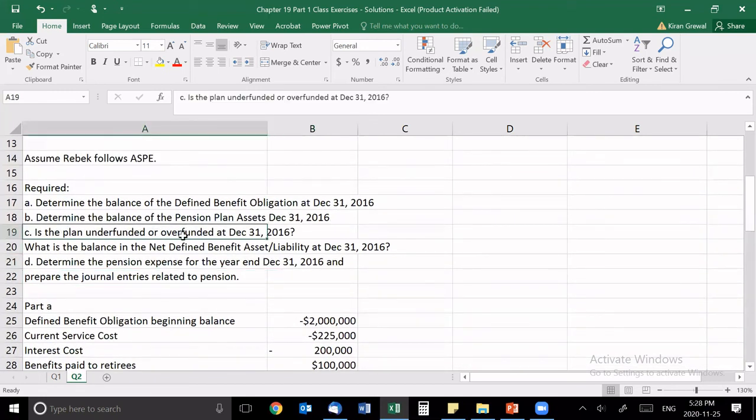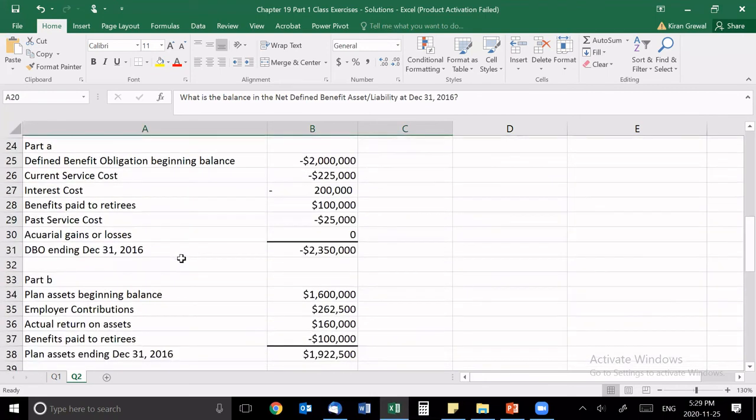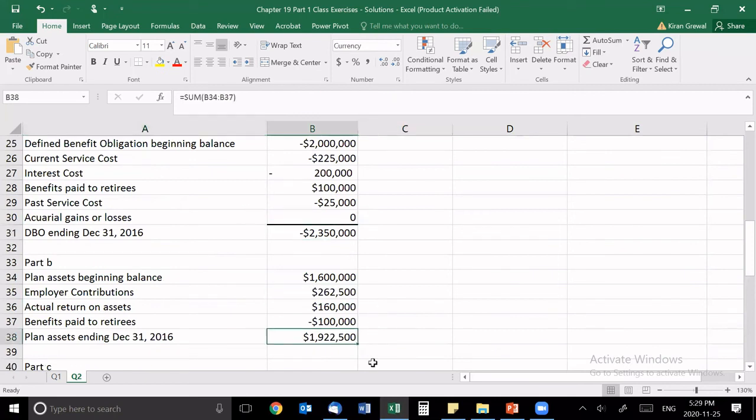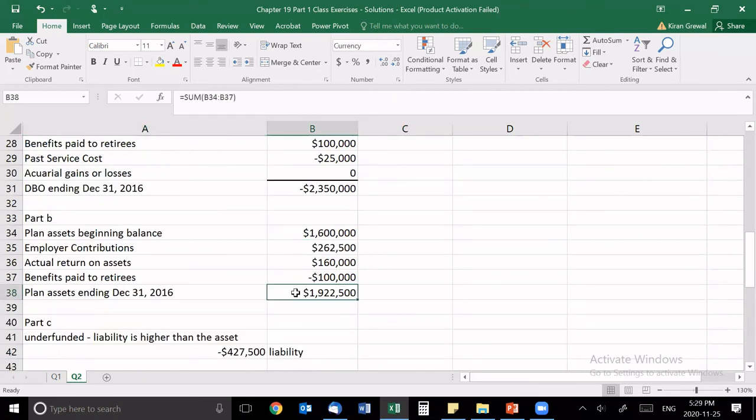Part C says, is the plan underfunded or overfunded at December 31st, 2016? And what is the balance of the net defined benefit asset or liability at December 31st, 2016? This net defined benefit asset/liability is what goes on your statement of financial position, your balance sheet. It's going to be the difference between your ending balance of your liability and your ending balance of your asset. If you subtract those two amounts, you'll get 427,500. And it's a negative amount because it's a liability.